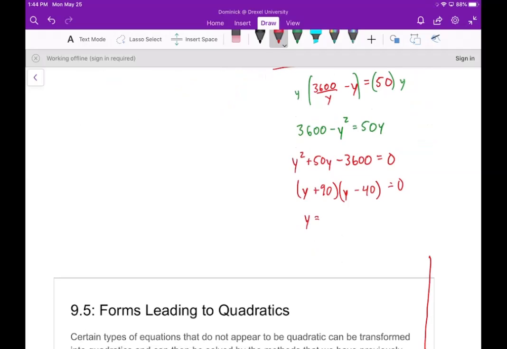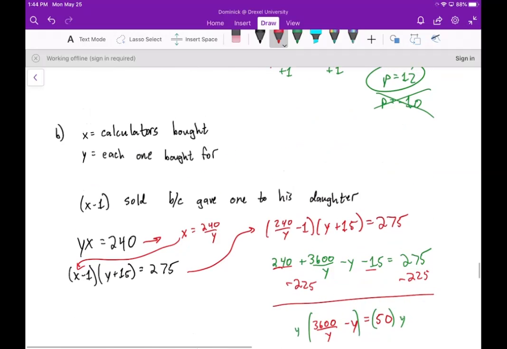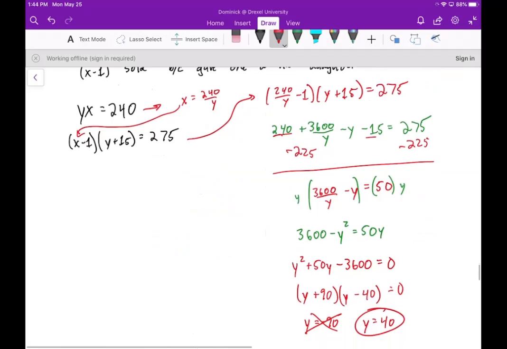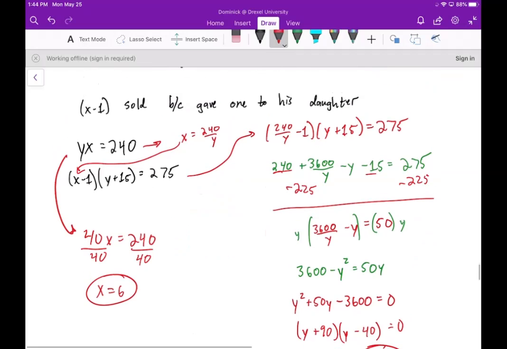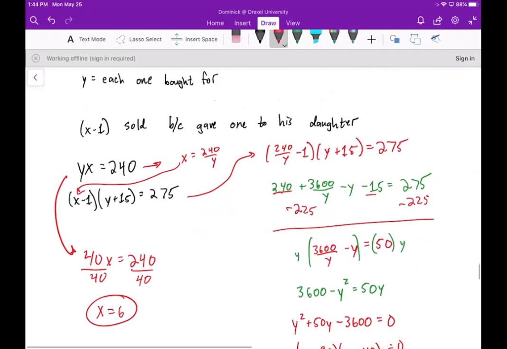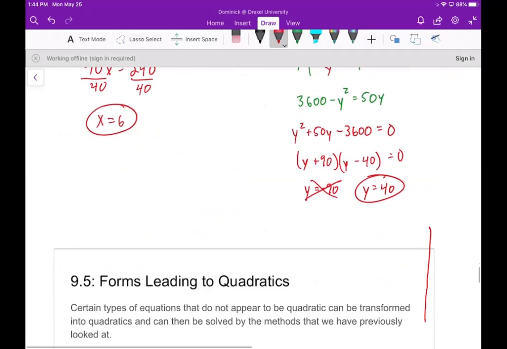So we get y is equal to negative 90 from this one, and y is equal to 40 from this one. And of course, we want the positive answer. So if y is equal to 40, we can find x by this equation. So if we divide both sides by 40, we get that x is equal to 6. So it looks like he bought 6 calculators, and he originally bought them for $40 each, right?